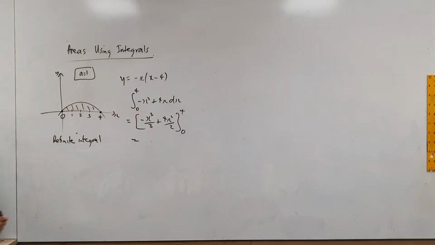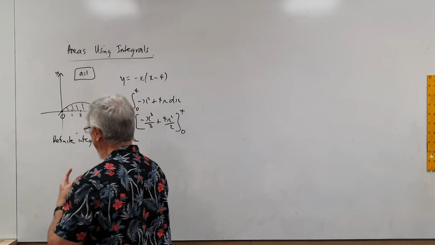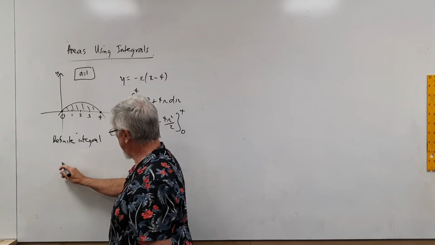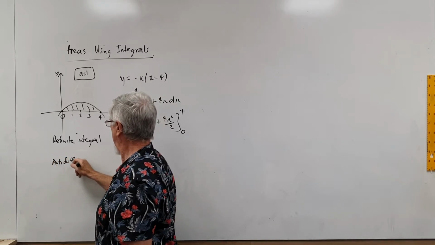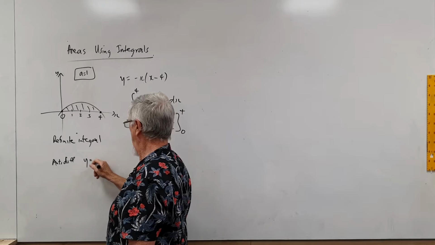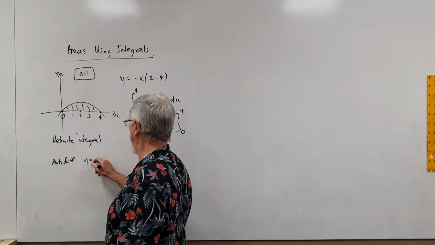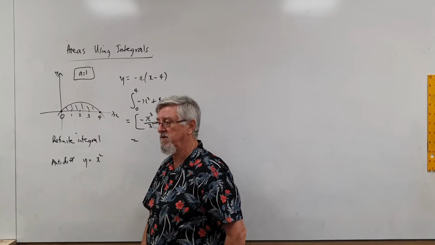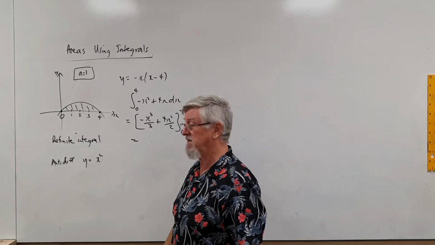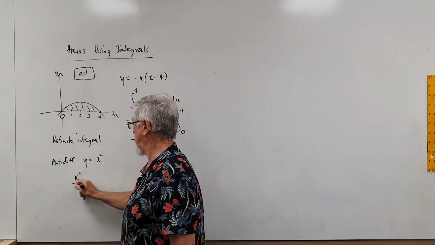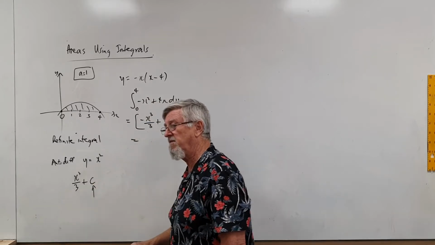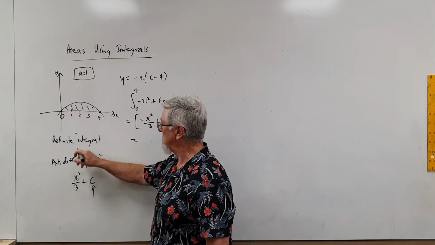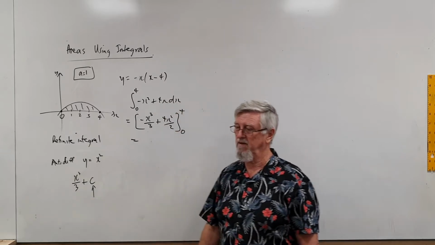What would be a not definite integral then? Well, there's what we call indefinite integrals. So if I tell you to anti-diff, I don't know, y equals x squared, what's the anti-derivative of that? x cubed on 3 plus c. Now, c doesn't have a value at this point in time, so that's called an indefinite integral.